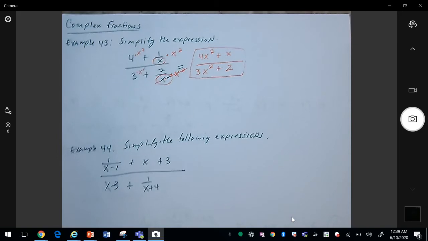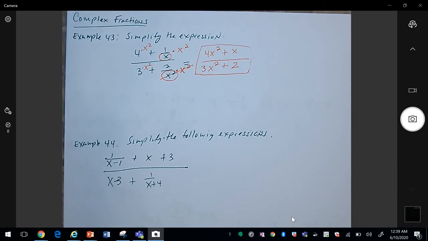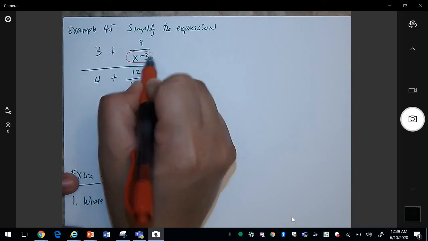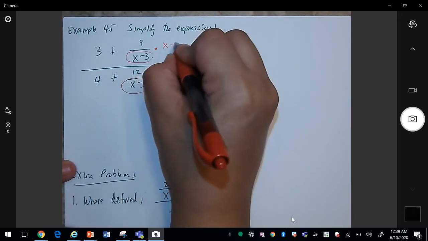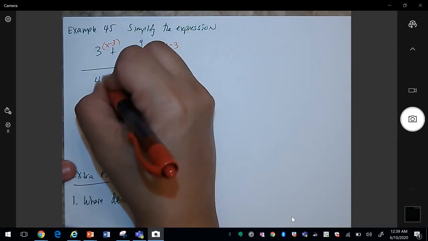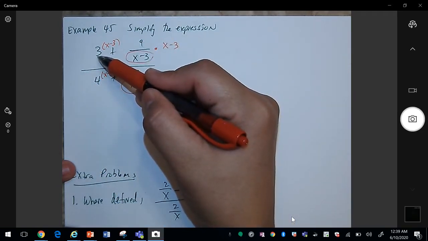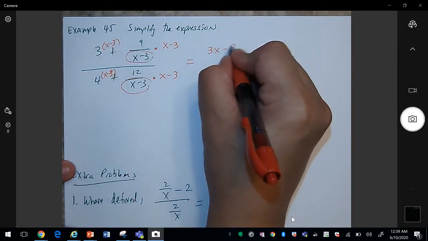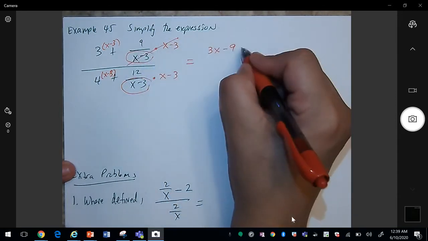Okay, so let's look at example 45. And first we'll do 45, then we'll come back to 44. So example 45, my denominator is x minus 3 and x minus 3. So I'm going to multiply everything by x minus 3 so that I can get rid of these fractions. So for the first term, I get 3 times x is 3x. 3 times negative 3 is negative 9. X minus 3 and x minus 3 here will cancel, leaving me with a plus 9.